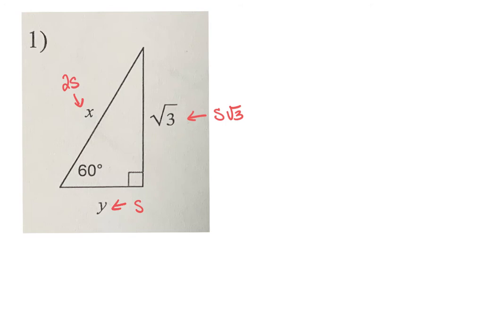So you have to have that piece memorized. You have to know that you have your shorter side. You take that shorter side, multiply it by the square root of 3, you get the longer side. Double it, you get the hypotenuse. That's your 30, 60, 90 triangle.